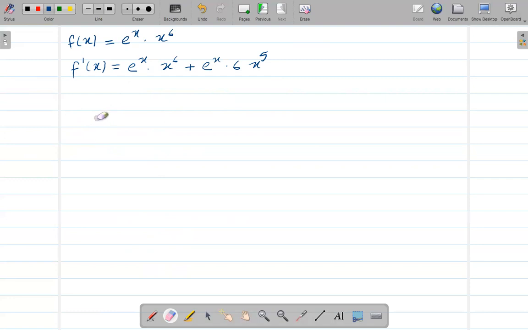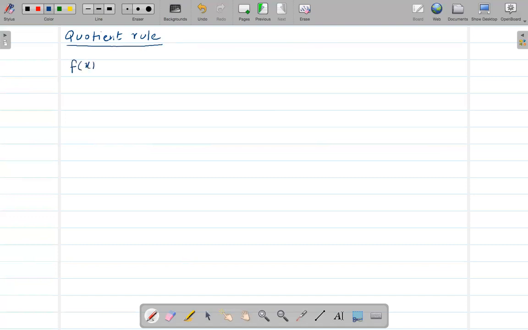Okay, now let me do another one. That's the quotient rule. Let me just write that on another page. Let me write everything on a single page. Okay, quotient rule says that if we have f of x equals h of x over g of x.